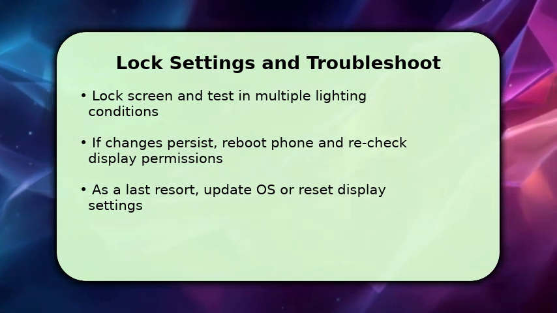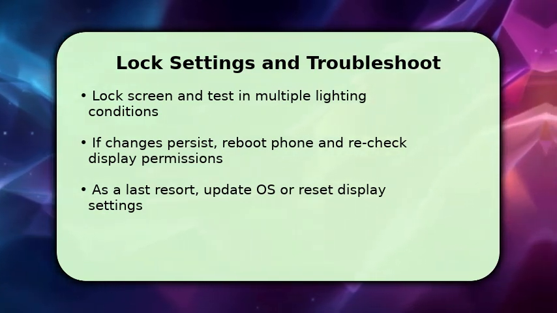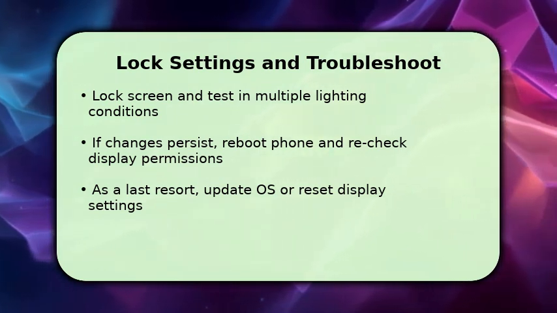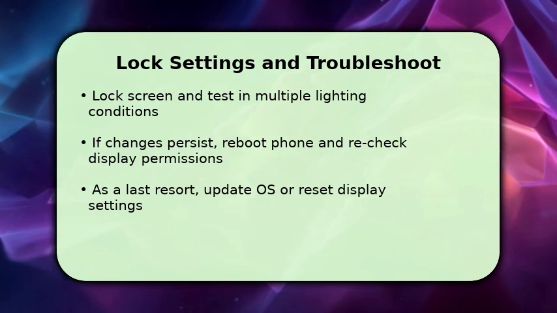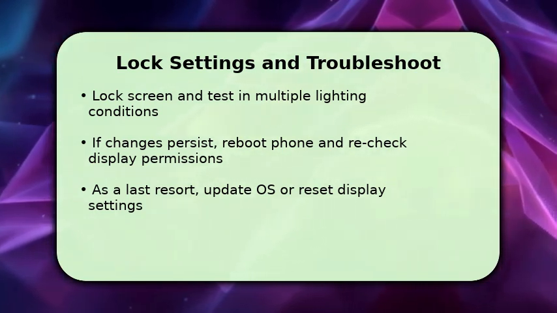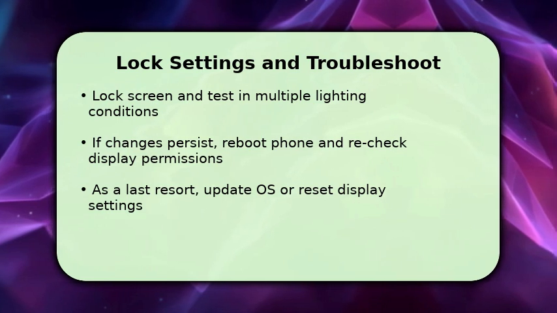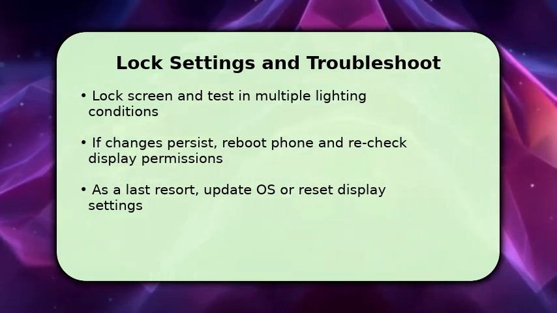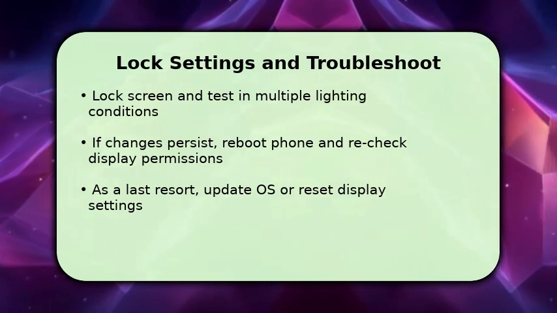If the phone still auto-adjusts, reboot it and reopen display settings to ensure the toggle remained off. Some apps or permissions can override it. Also check apps with permission to modify system settings and revoke if needed. If problems persist, update your operating system or use the Reset Display Settings option. That usually clears persistent conflicts.